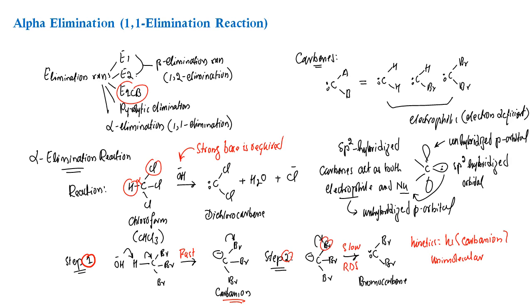So in E1CB mechanism a double bonded compound is formed, and the alpha hydrogen is removed from the alpha carbon, and the leaving group leaves from a beta carbon atom, unlike alpha elimination in which both the hydrogen and the halogen atom are removed from the same carbon atom. So that's why we call it an alpha elimination or 1,1-elimination reaction. Consider an example.